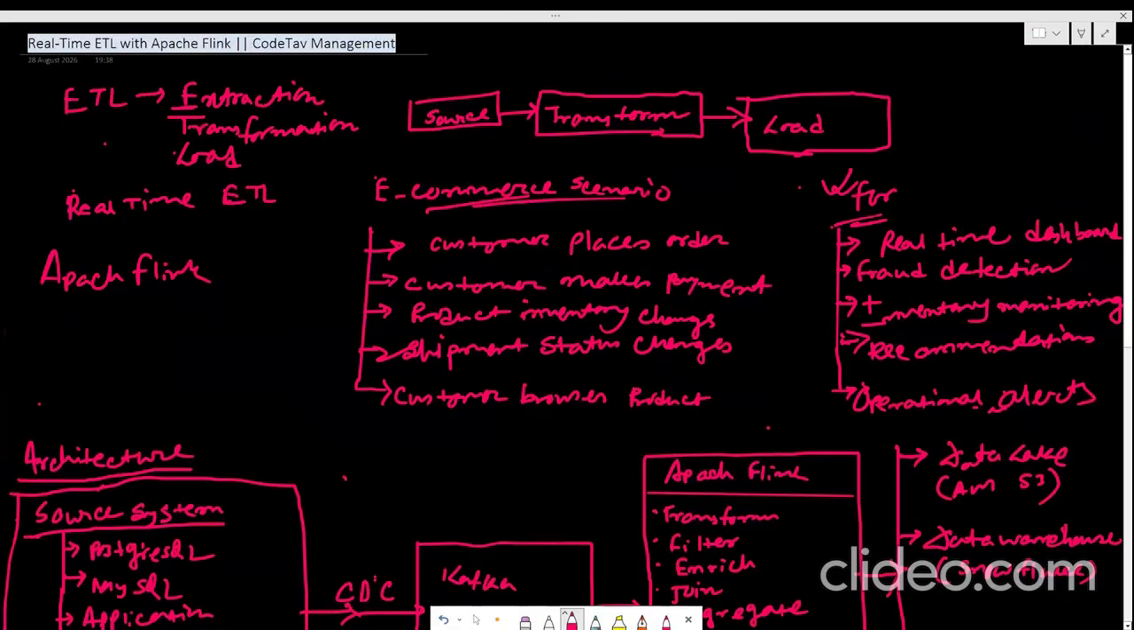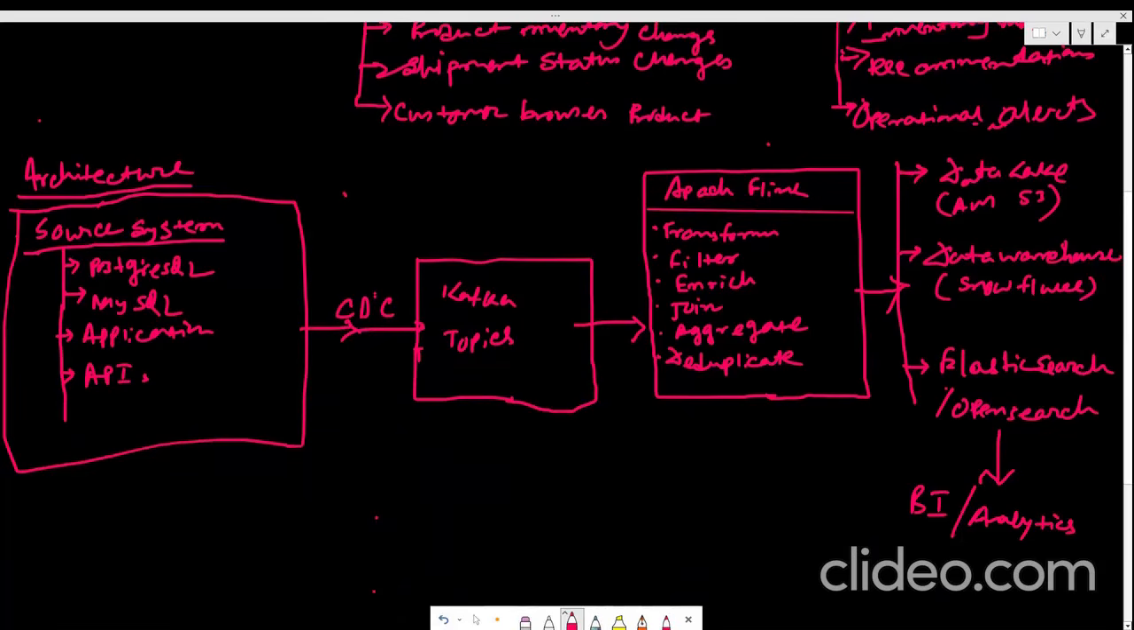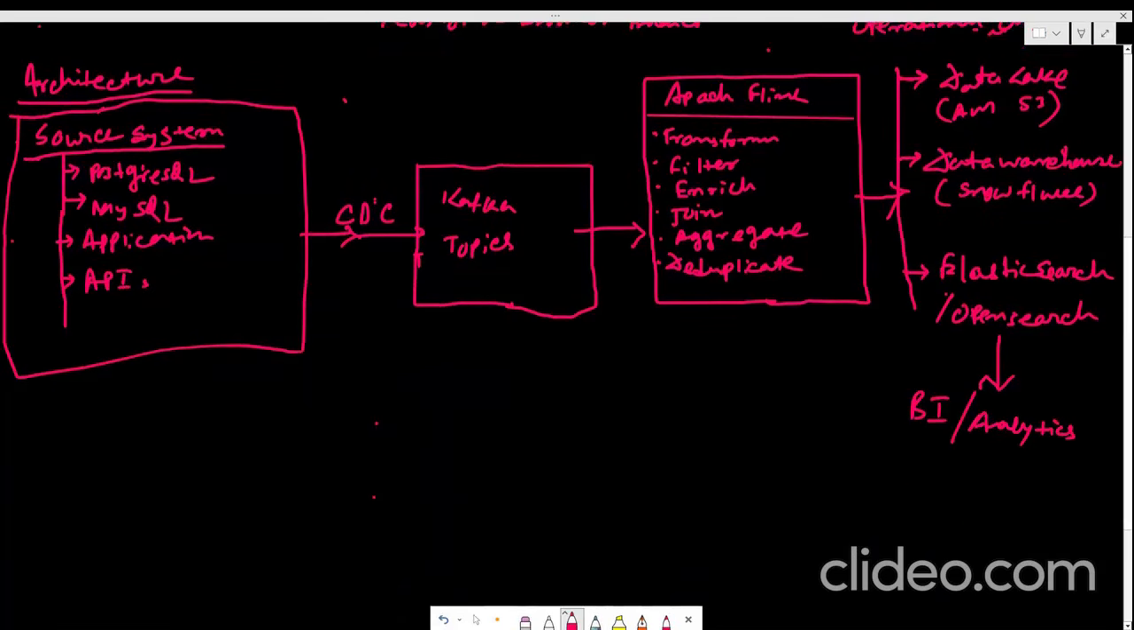Okay. So what we have discussed: the fundamentals of ETL, then what is real-time ETL, why we use Apache Flink. We have considered the e-commerce scenario, what kinds of events can be generated, and for what reasons we are actually using it. So that also we have discussed. Then one architecture I have discussed. Okay. Now step by step we will discuss more.